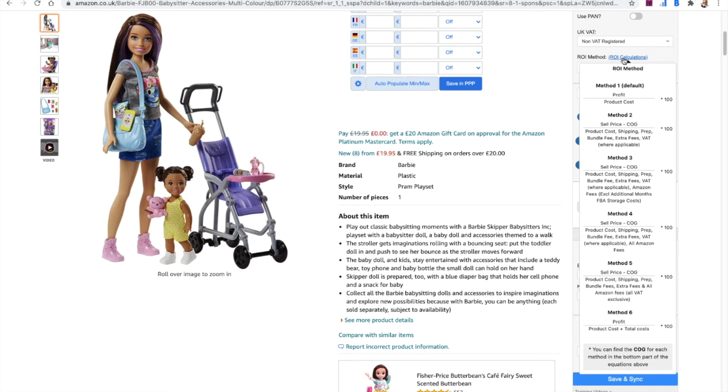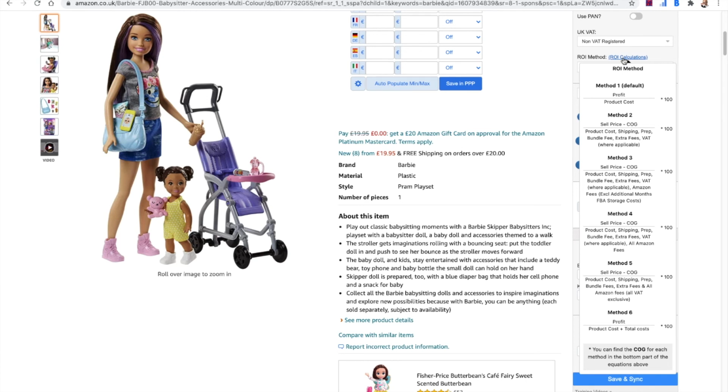And that tends to be the most popular in the US. Obviously, they don't use VAT in the US, so that's the most popular in the US. And then method 6 is your profit divided by your product cost plus your total costs times 100.